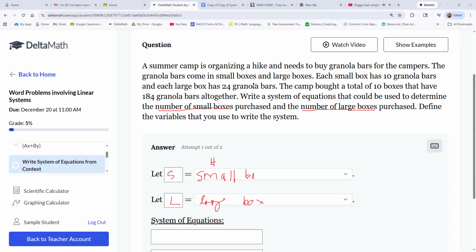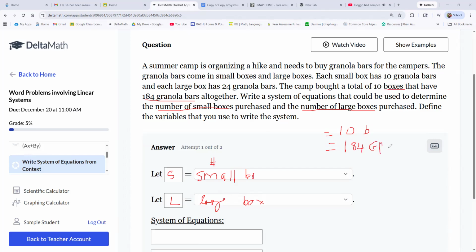All right, so now we've got two variables, which means we need two equations. Now here's the key. To me, this is the key to solving almost any word problem. You have to focus on the units. This one says we had a total of 10 boxes, so we know we're going to have an equation that has 10 boxes. And then the other one says there's a total of 184 granola bars, so my other equation is going to have 184, and I'm going to say GB for granola bars.